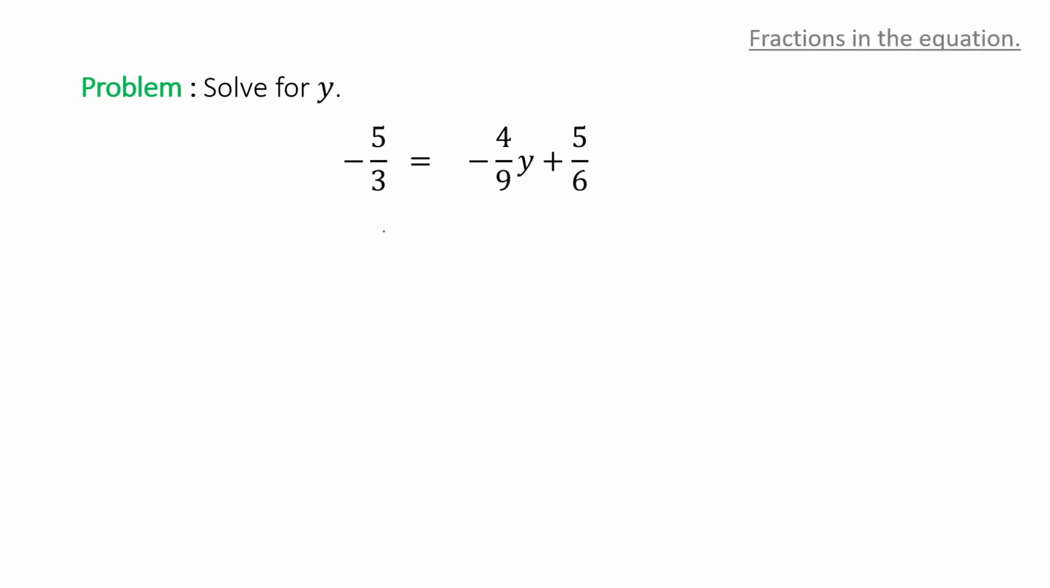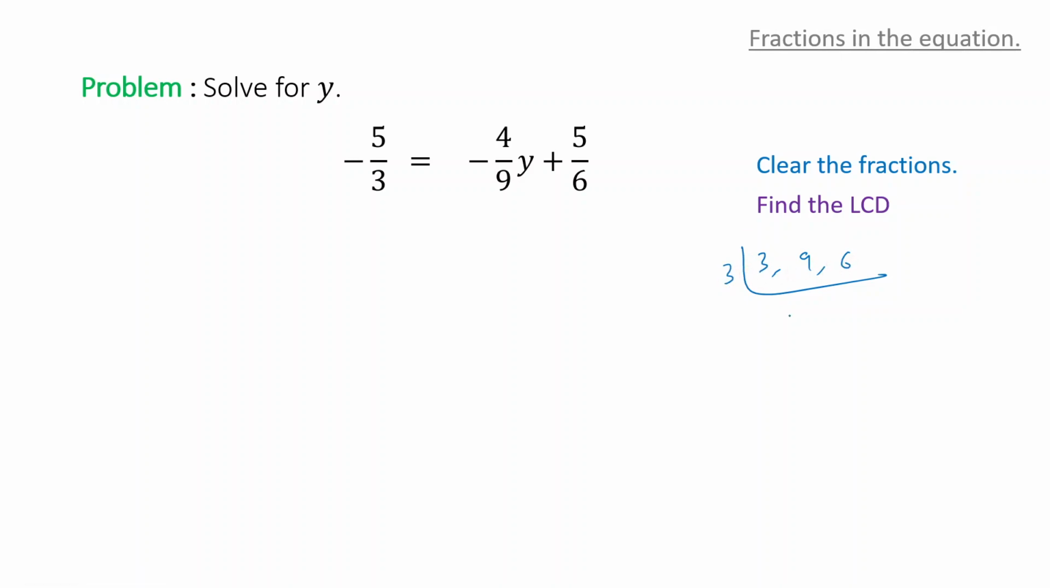We do this problem. You need to solve this equation. In this equation, there are fractions. First, you need to clear the fractions. Take the denominators and find the LCD, least common denominator. Write the denominators 3, 9, 6, divide. You can divide these numbers by 3.